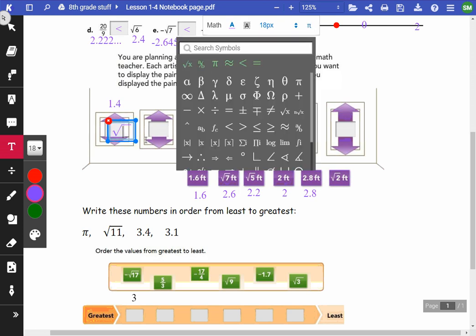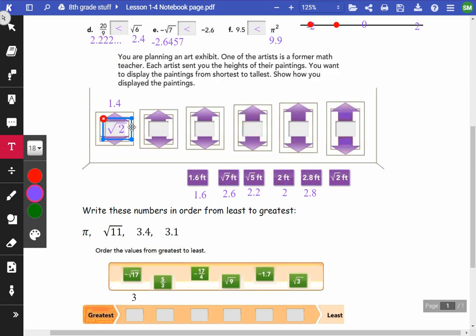Square root 2. When they ask us to put numbers in order from least to greatest or greatest to least, they didn't say put the decimal approximations in order. They said put these numbers in order. So I'm going to keep that decimal approximation, but I'm going to put the number they gave me instead of my decimal approximation in my actual answer.